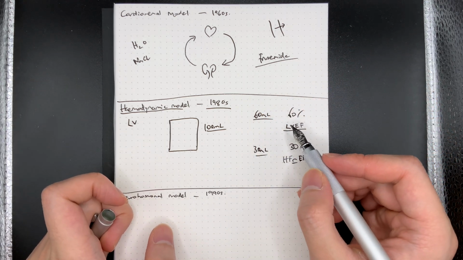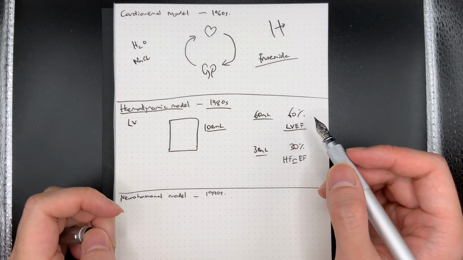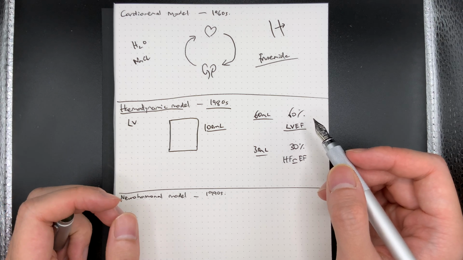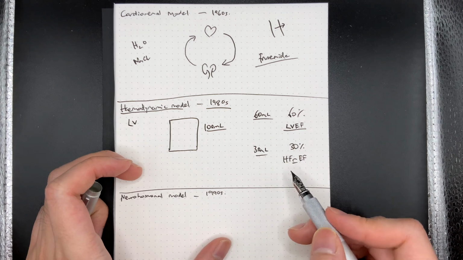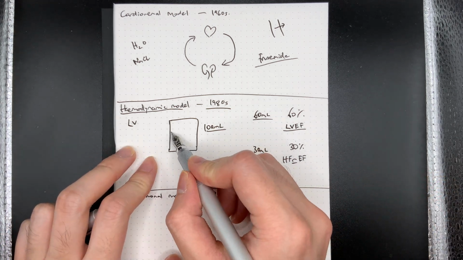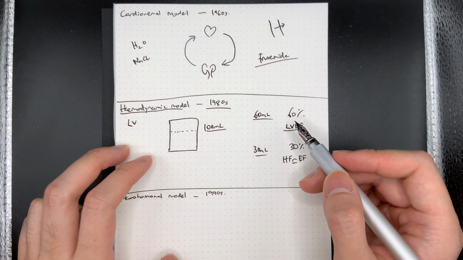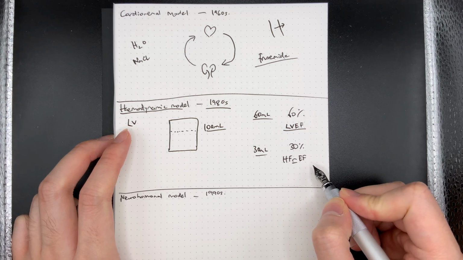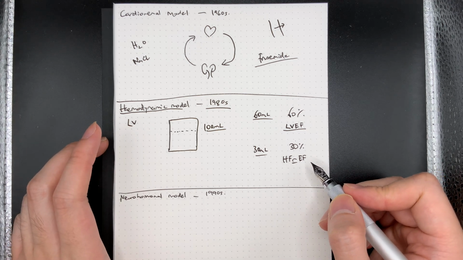So echocardiography was invented in the 1950s, but the developments of it occurred over the next few years. In the 1980s, you could actually measure all of these things. And now this is where it gets a little bit interesting. So in heart failure with reduced ejection fraction, how do you treat heart failure? Well, you can try and get the heart to squeeze a bit more.